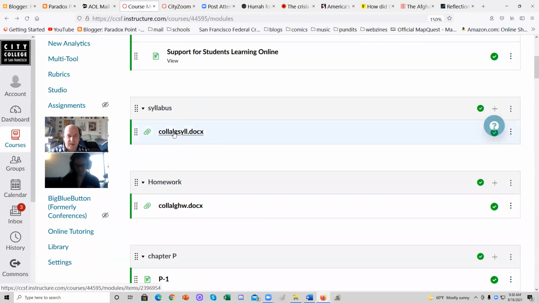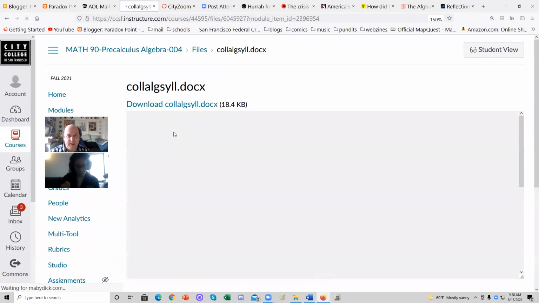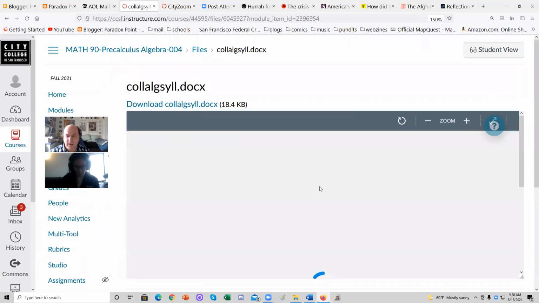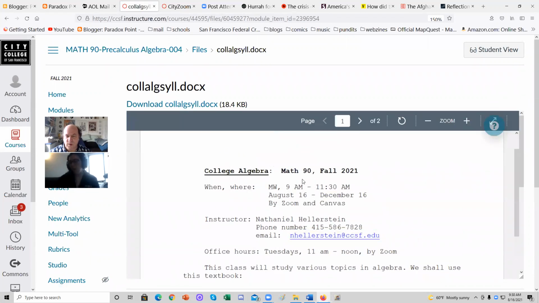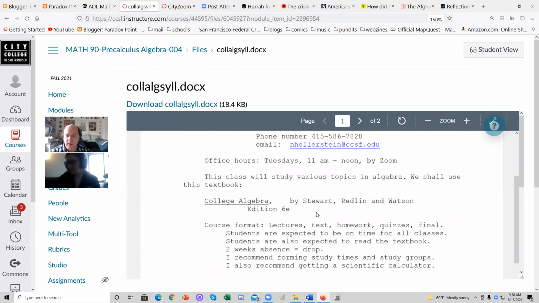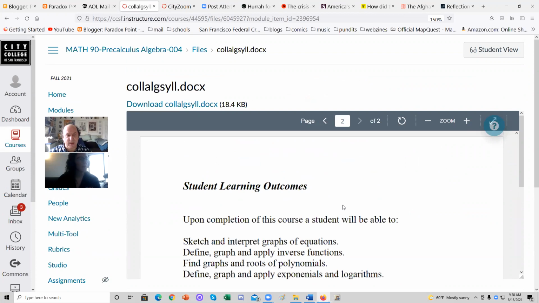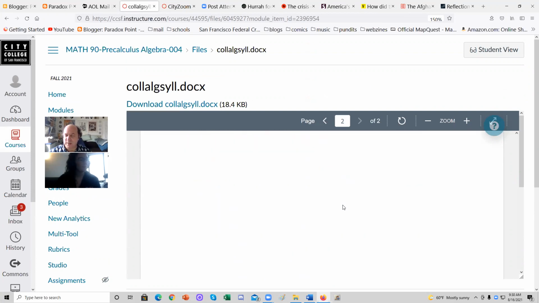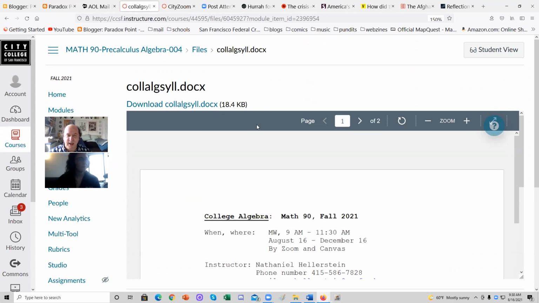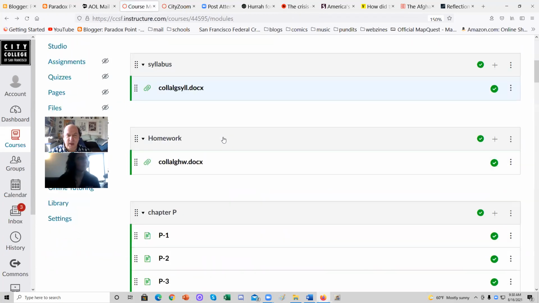And syllabus, yes. This is downloadable, just click on there. It gives a description of the course: when, where, who, and how. This textbook, I assigned this. I hope we can proceed from here. And here's the scale again. And there are some things they gave me about student learning outcomes, which is basically bureaucratic. If you want to copy this, click on that and you can print it out. That's the syllabus. Then there's a homework set.